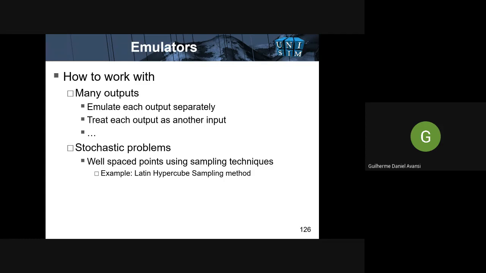So we can use this output from the other simulator to build the emulator for this information, and then use this as input to the other emulator, that is the emulator for the reservoir simulator. So this is an alternative when we have many outputs and different computational blocks or black boxes, right? And when we have stochastic problems, we just need to guarantee that the space is covered, so we can use a sampling technique. For example, Latin hypercube sampling is one of them. We just need to guarantee that the points we use to train our emulator are well spaced.